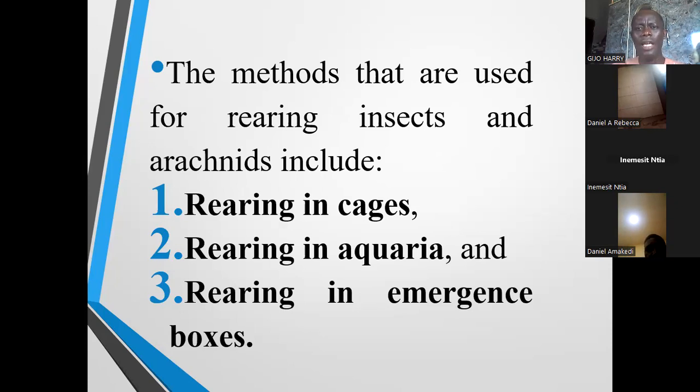Now, the methods that are used for the rearing of insects and arachnids include rearing in cages. Some insects that are aquatic are reared in aquaria, and some are reared in emergence boxes. Particularly the eggs of insects and arachnids are reared in emergence boxes, where they are incubated until they hatch from such boxes.